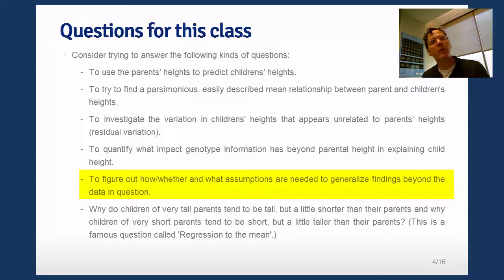And then here's a fun question that Galton answered, and it's called regression to the mean or regression to mediocrity. And the basic question is, why do children of very tall parents tend to be tall but a little bit shorter than their parents? And why do the children of very short parents tend to be short but a little bit taller than their parents? And this is the famous idea of so-called regression to the mean.